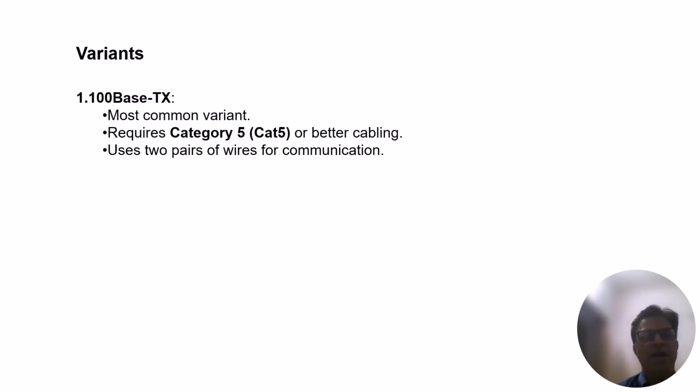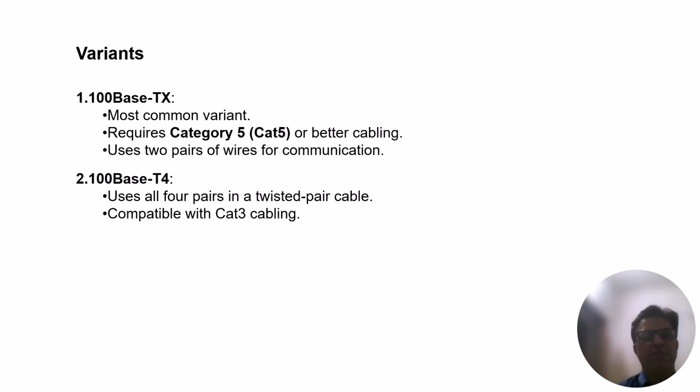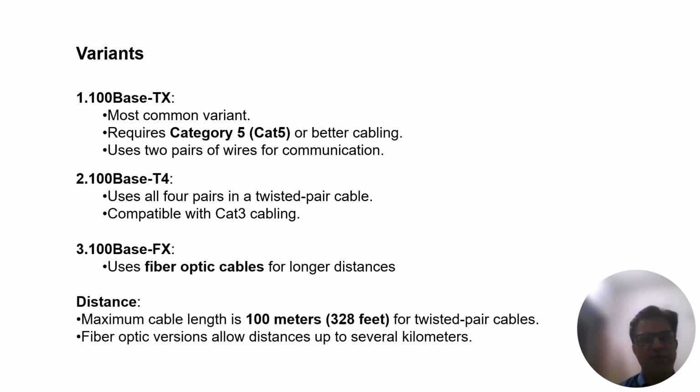10BASE-T and 100BASE-T Ethernet standard. Speed 10 megabits per second. It uses 2 pairs of wires within the cable. 100BASE-T, also called Fast Ethernet, is 10 times faster than 10BASE-T. Base stands for baseband signaling and T stands for twisted pair cables.